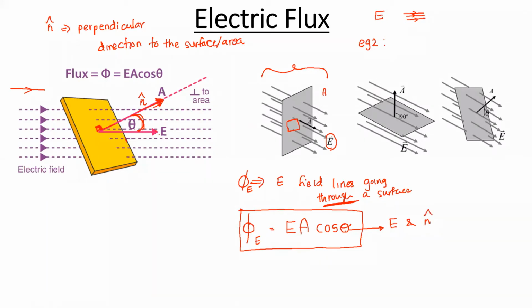Theta is the angle between E and N hat. So are you okay with this equation? So you know what each term means and you know what theta is. That is the most important thing. So since you know it now, I want you to tell me what theta is in this example, what is theta in this example, and what is theta in this example.